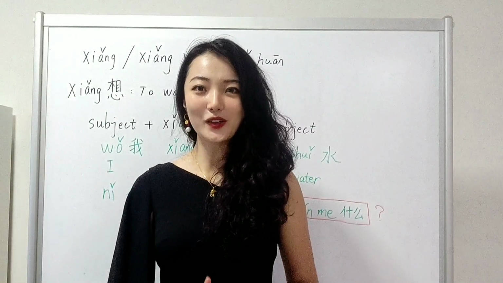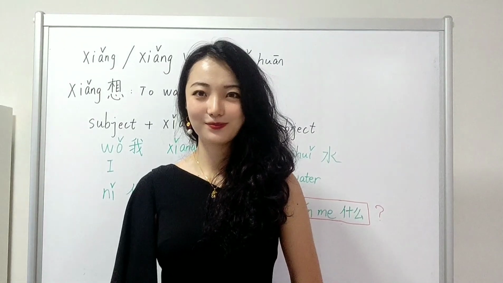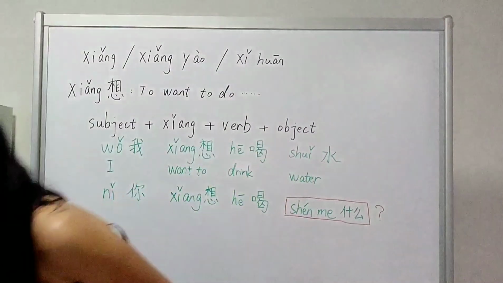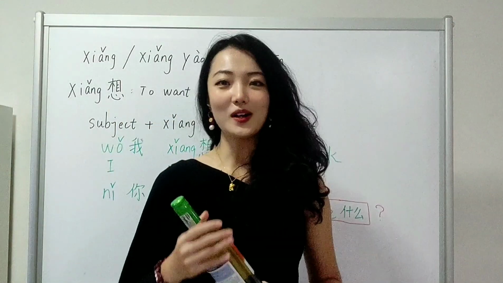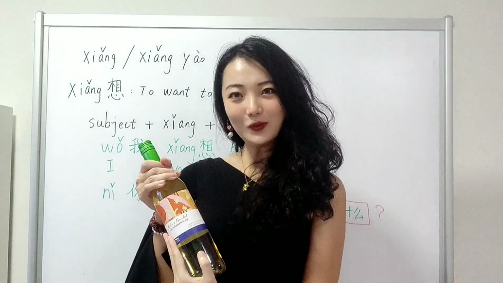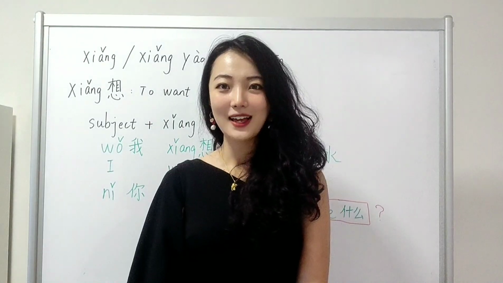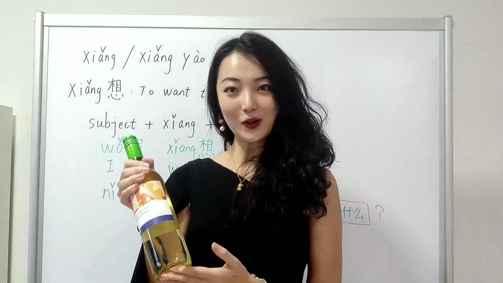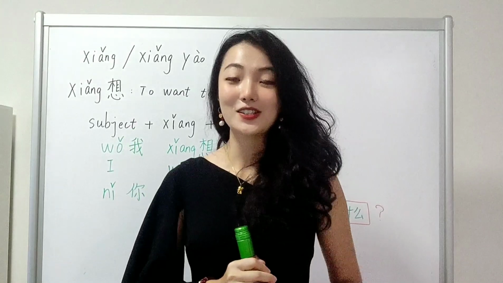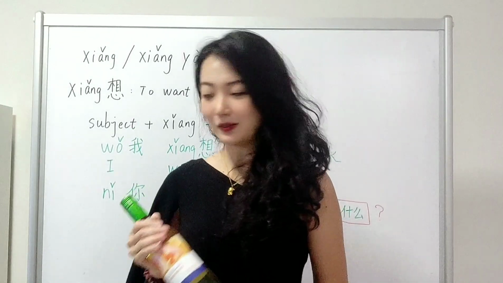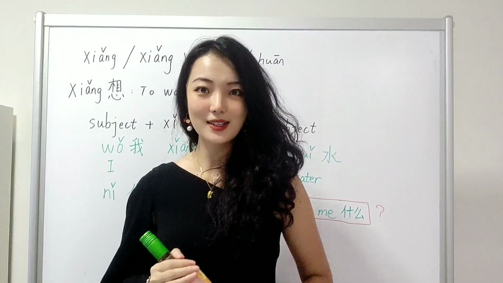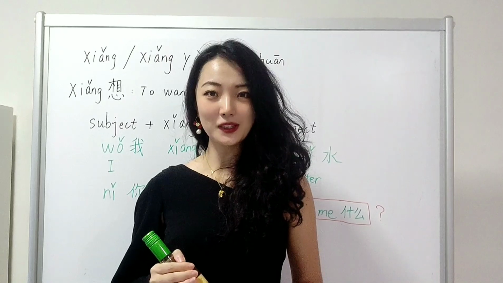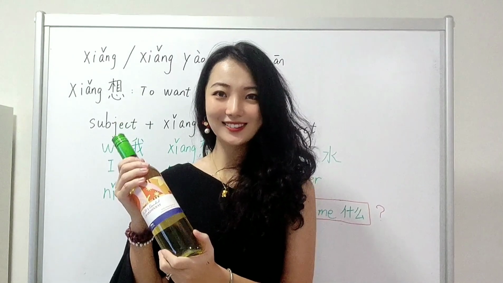Okay, let's do a quick listening practice. 你想喝什么？我想喝酒。One more time. 你想喝什么？我想喝酒。酒 means alcohol. So I was asking, what would you like to drink? The answer is, I would like to drink some wine.